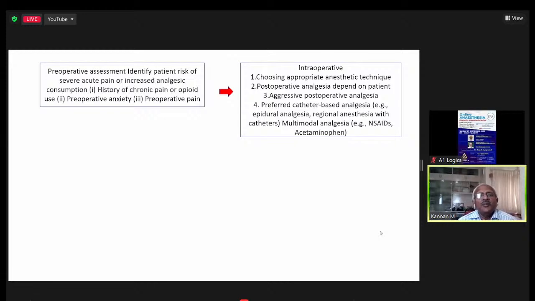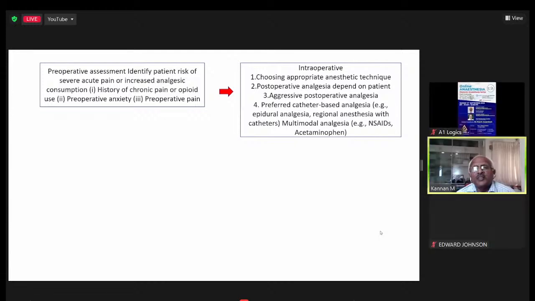For instance, very anxious, non-cooperating patients, when you give spinal anesthesia, they will be very much dissatisfied. So we sometimes have to resort to general anesthesia. And for this type of patient, we have to go for aggressive postoperative analgesia, preferably a catheter technique, epidural catheter if necessary, sometimes multimodal analgesia, that we always practice.